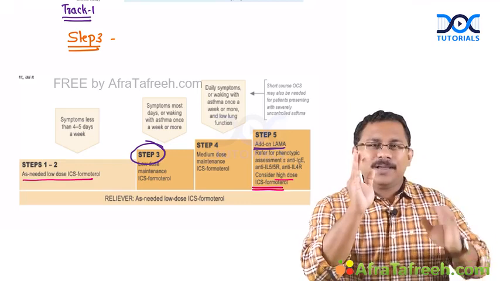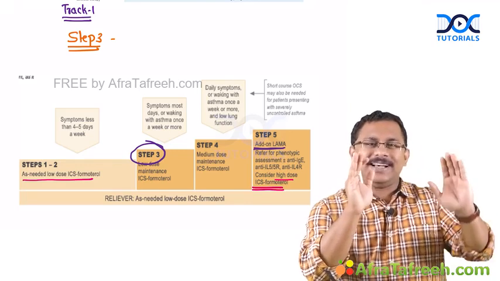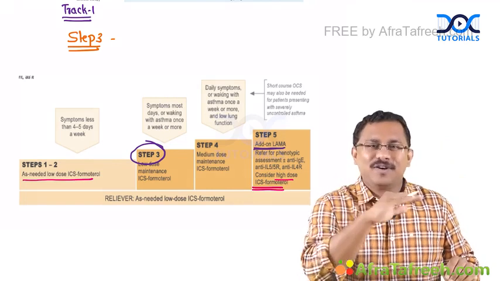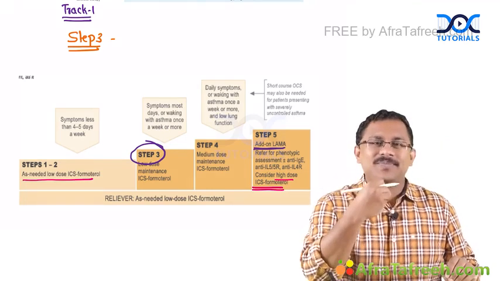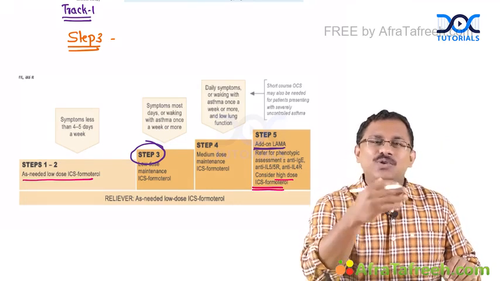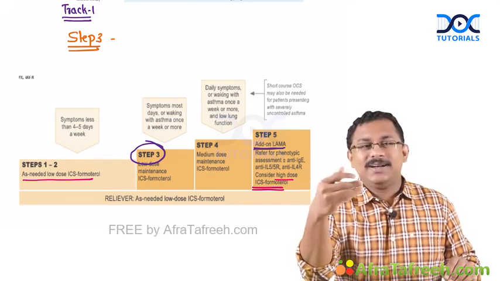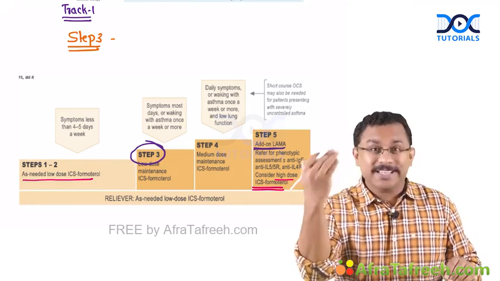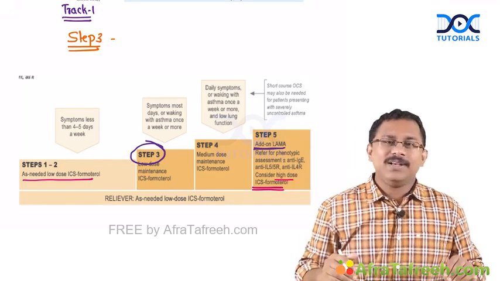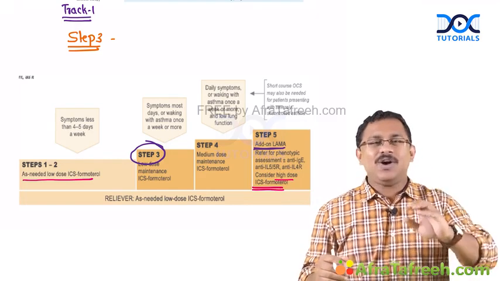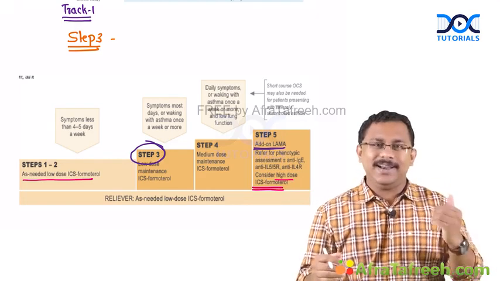But remember, you have categorized this patient as step 3 as of now. It doesn't mean that for life he is going to be in step 3. He might come down to step 2 or step 1, or, if the disease is worsening, he can go to step 4 and step 5 as well. So your management decision will be dependent on what step the patient is currently on.